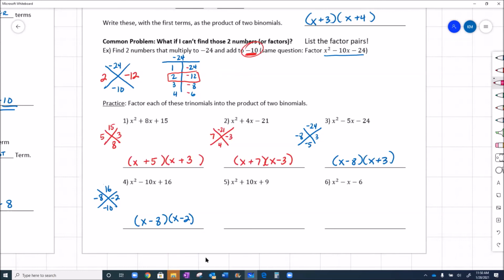Two numbers that multiply to give me 9 and add to give me 10. As I think about it, what multiplies to give me 9 and adds to give me 10? A lot of people get stuck on this problem. So as I go through, I'm like, okay, 1 and 9, 3 and 3. Oh, 1 and 9. Why do I have to even do 3 and 3? 1 times 9 is 9. 1 plus 9 is 10. x plus 9, x plus 1.